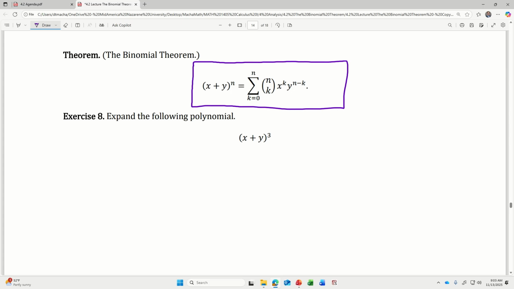So if I want to expand the polynomial x plus y cubed, the way I'm going to do it is just kind of follow this binomial theorem formula.